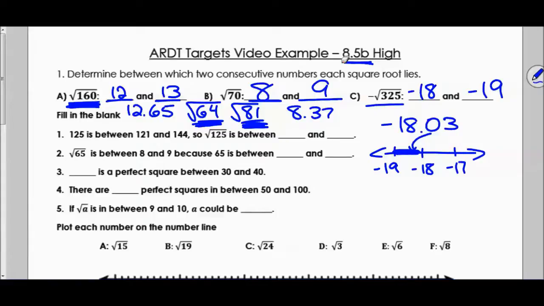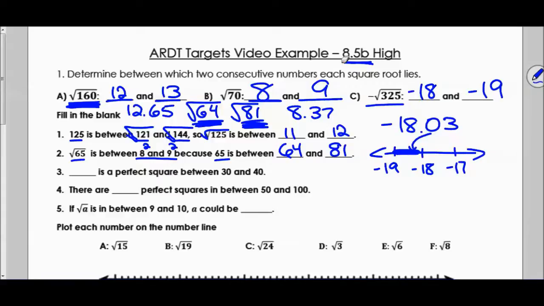All right, so in these next ones, we're going to fill in the blank. 125 is in between 121 and 144, so that means the square root of that number has to be in between the square root of those two, in between the square root of 121, which is 11, and the square root of 144, which is 12. The square root of 65 is in between 8 and 9, so that means 65 has to be in between those two squared, 8 squared and 9 squared, in between 64 and 81.